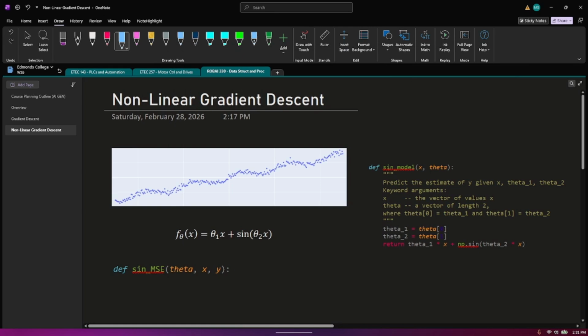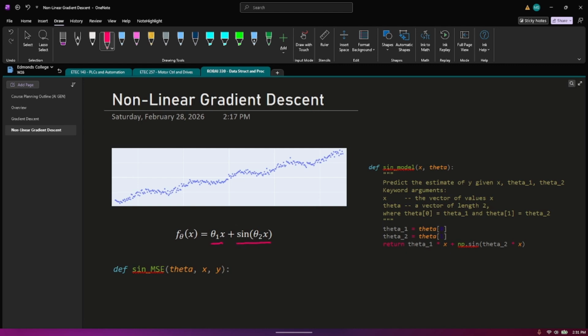Hello everybody, welcome back. Today we're going to take a look at the problem in Lab 8, which looks at non-linear gradient descent. And for this example, we're going to take a look at data that looks like this. We have almost two different components here. We can see that in our model here, a linear component and a sine component.